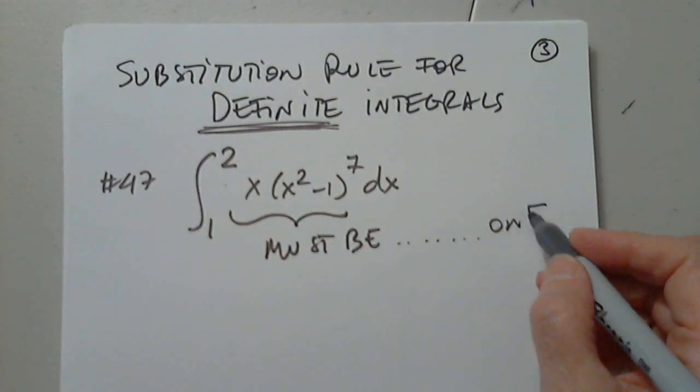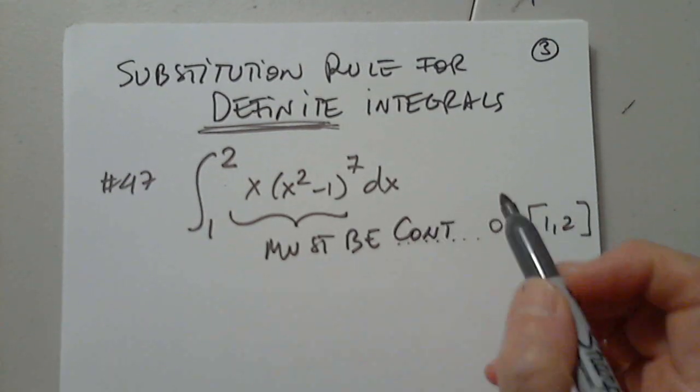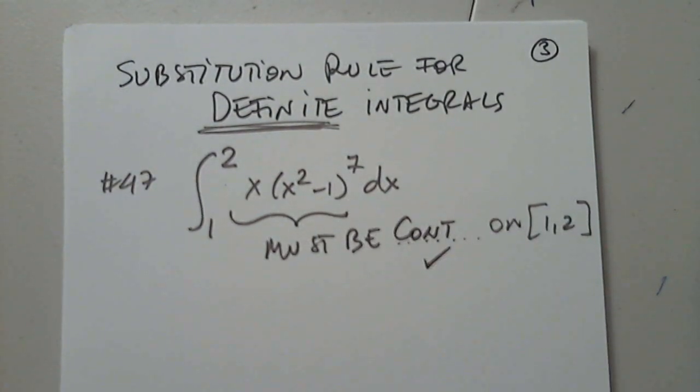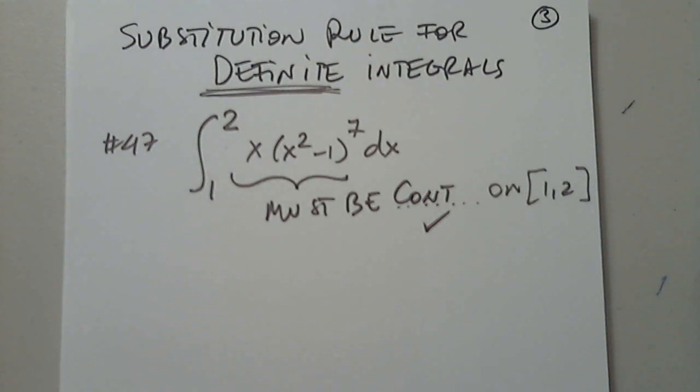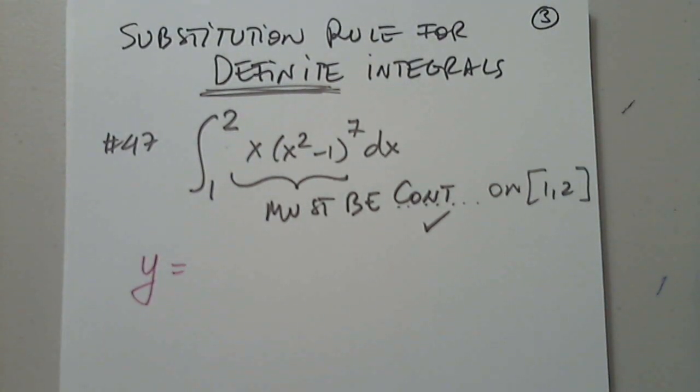continuous on the interval [1, 2]. If it isn't, I can't continue. Continuous. But this is a polynomial, it's always continuous. It's all safe. Good. Now we can, like before, select our substitution. Let's use y. What do you think the substitution should be? Again, it's okay if you're wrong.